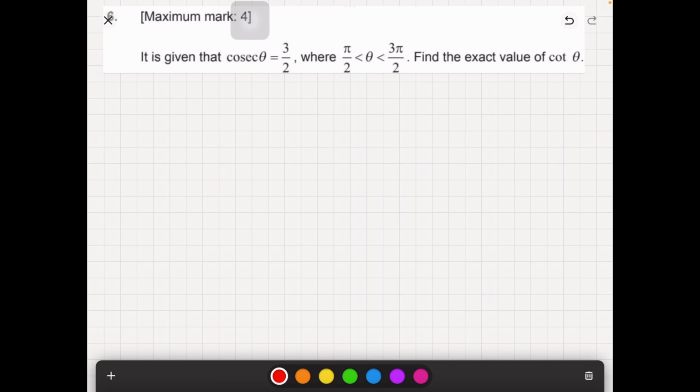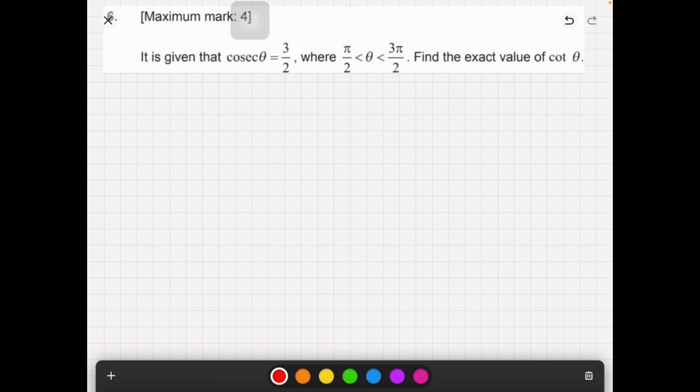In this video, we will be tackling question 6 of the 2021 IB exam. The question states that it is given that cosecant theta is equal to 3 halves, where pi over 2 is less than theta is less than 3 pi over 2. And the question is asking to find the exact value of cotangent theta.